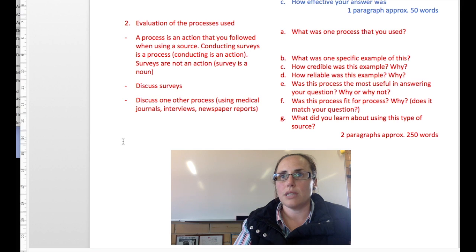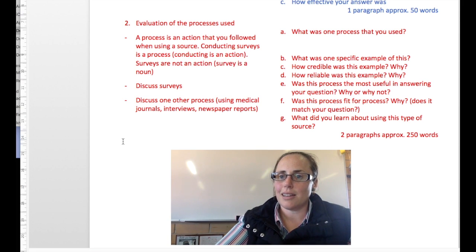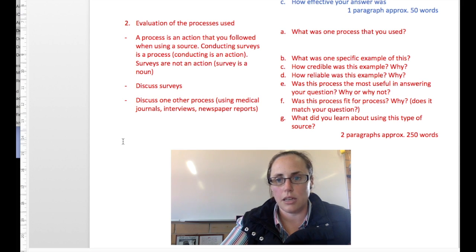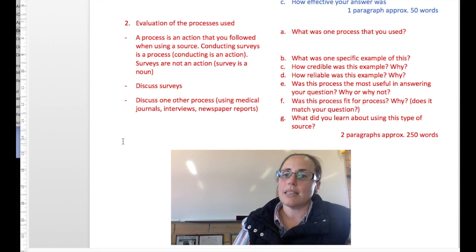So if you're researching something like how the Kardashians influence 16-year-old females in rural South Australia, and you're asking someone to complete a survey who's a 16-year-old girl in rural South Australia, that's a highly credible source. You need to explain why that's highly credible.